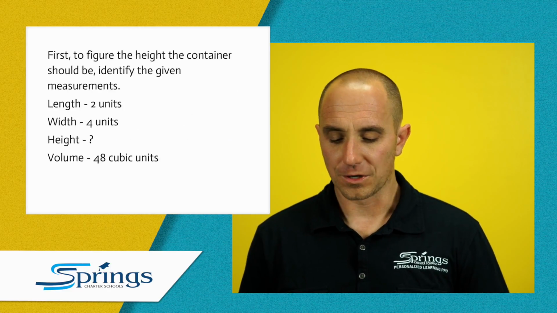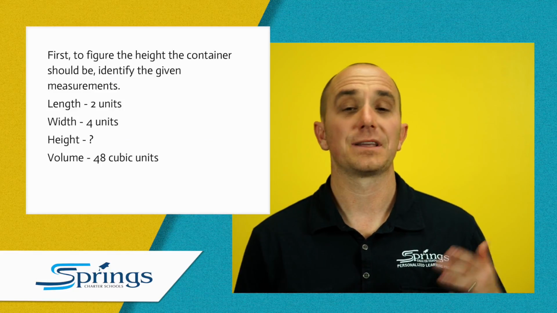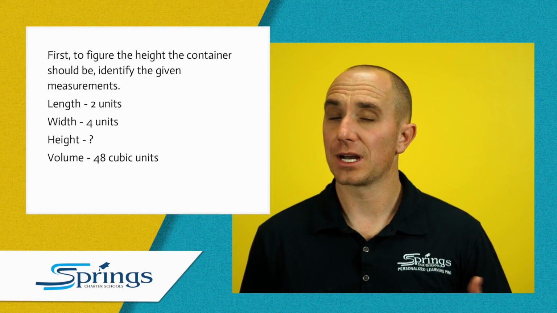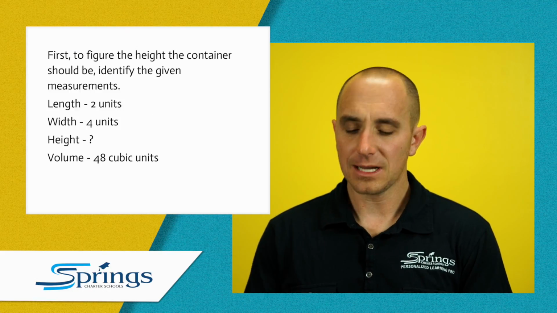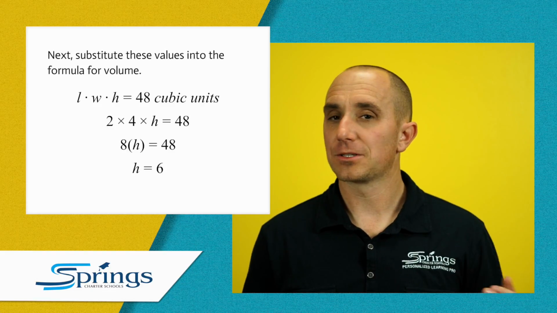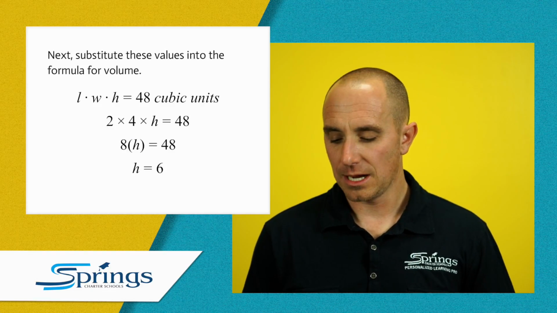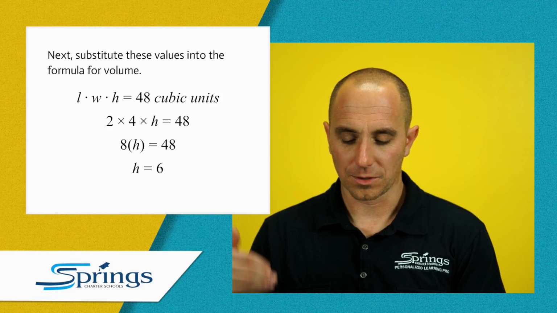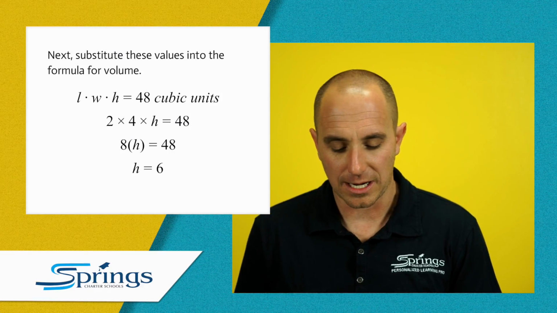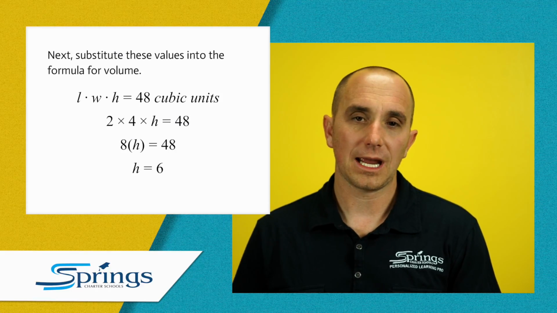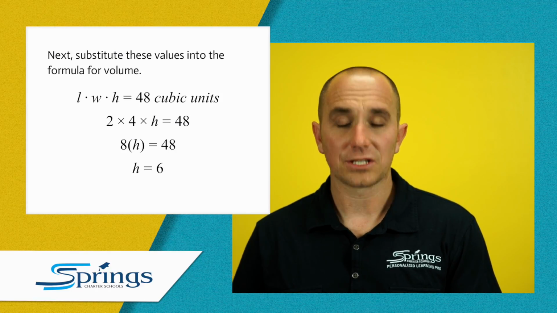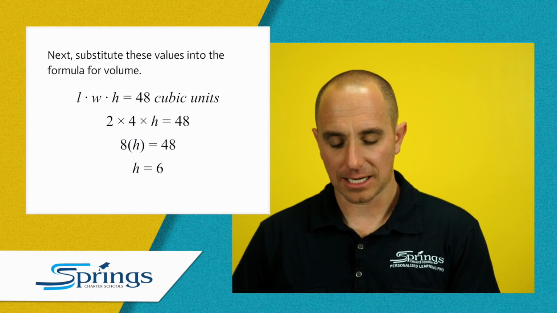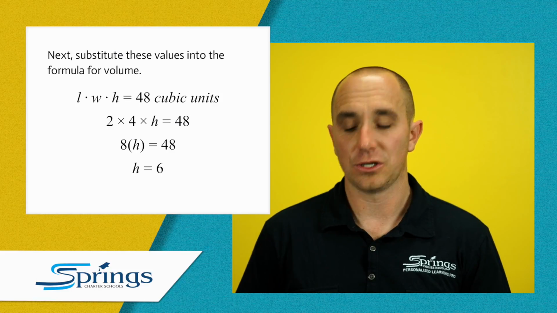First, to figure out the height of the container, you should identify the given measurements. We already know we have a length of 2 and a width of 4, and we're trying to figure out our height. We're just going to substitute our values into our formula and then solve for our missing variable, or missing number. So here we have 2 times 4 times h, for height, equals 48. Then 2 times 4 is 8, so 8 times h is 48. Essentially I'm saying 8 times what gives me 48, and 8 times 6 is 48, so the height needs to be 6 units.